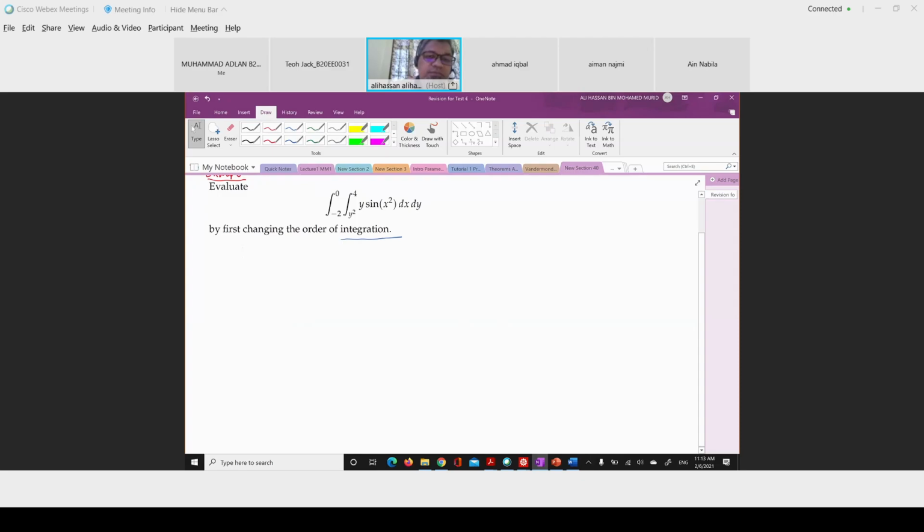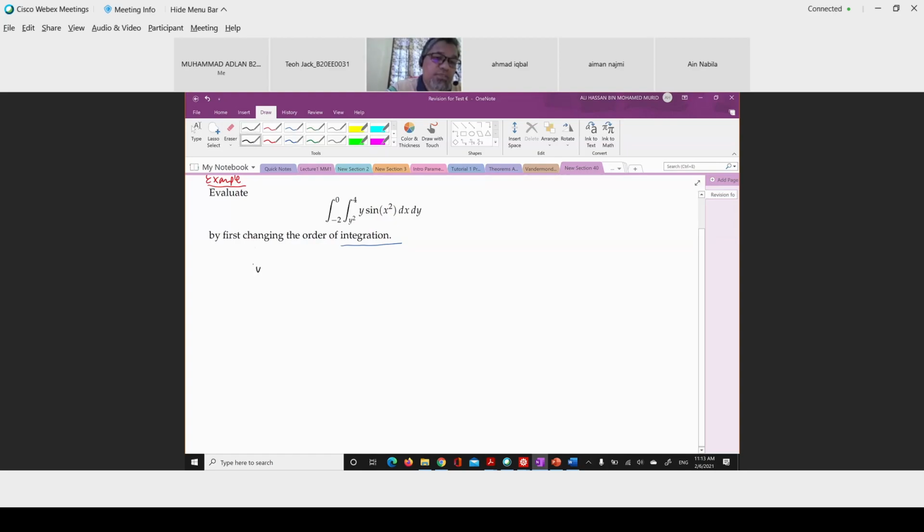X is between, you can see here, y from the given double integrals, we can see that y is between the numbers -2 and 0, and x is between the functions: x is greater than or equal to y squared and less than or equal to 4. So this is the region R for the double integral here.